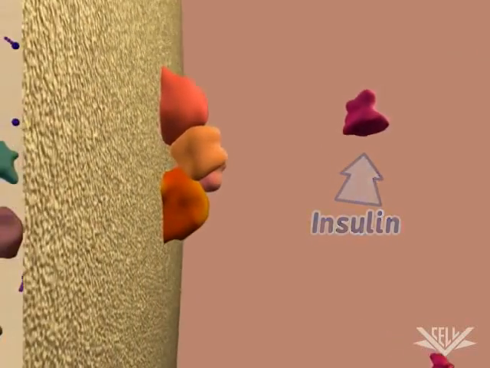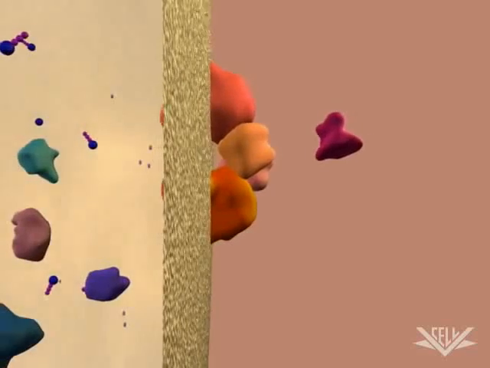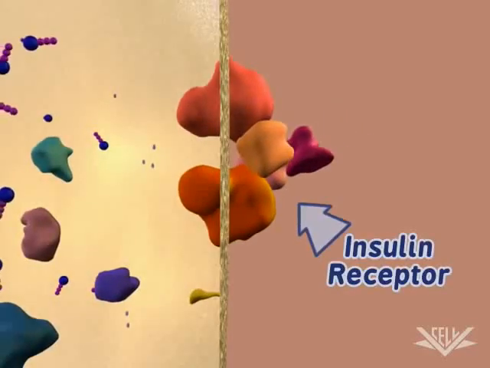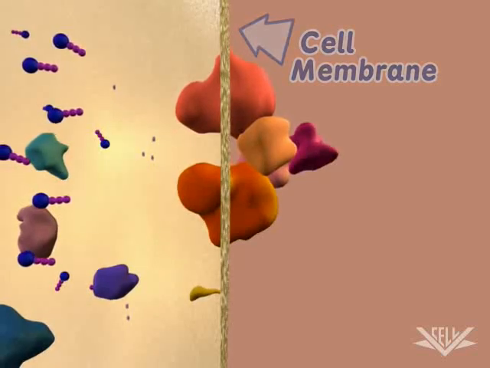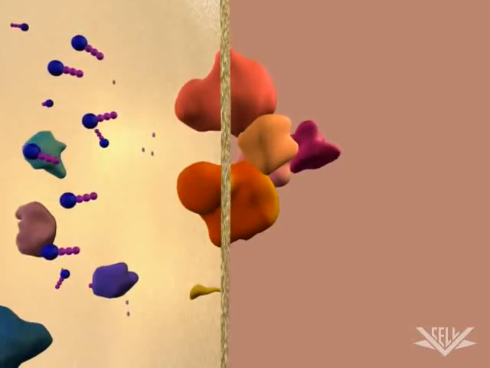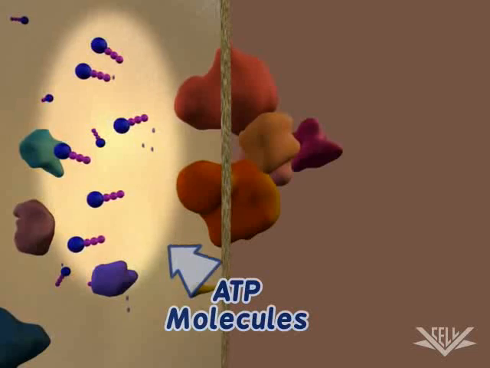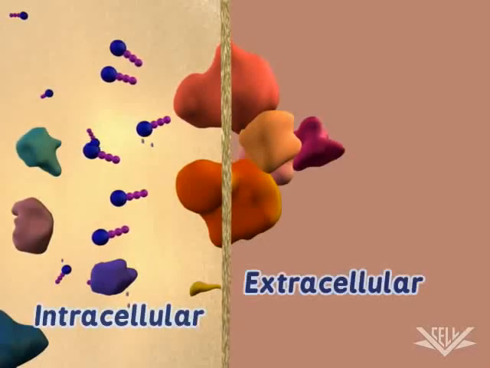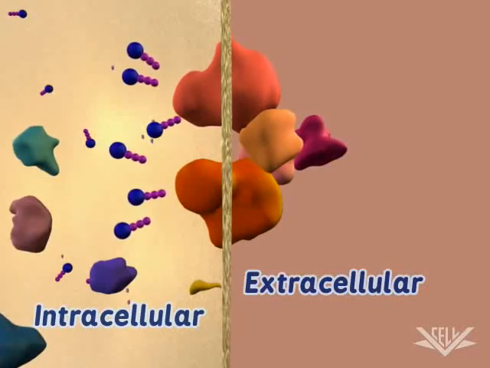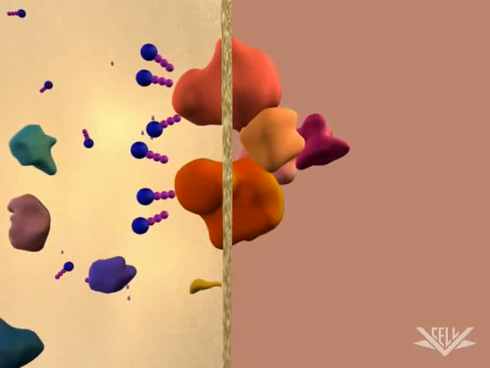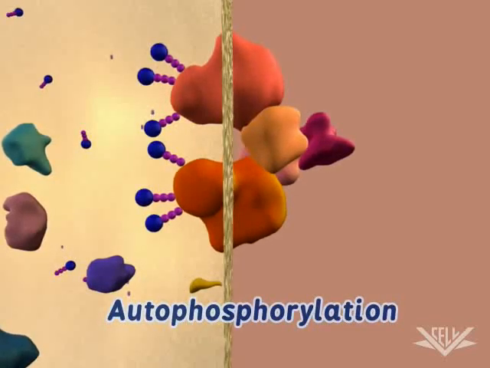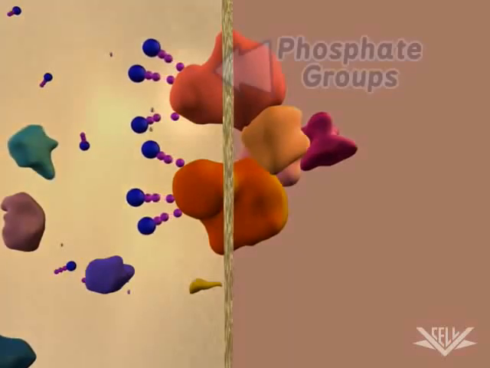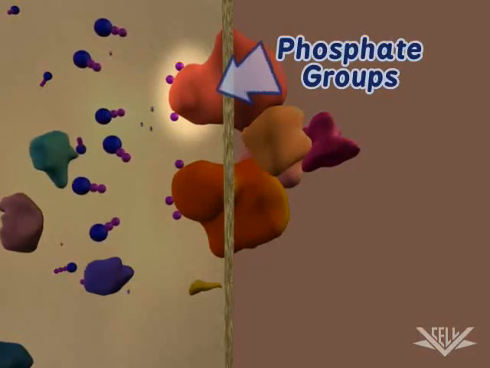The insulin circulates through the bloodstream until it binds to an insulin receptor embedded in the cell membrane of a muscle, fat, or brain cell. Once the insulin binds to the receptor, phosphate groups are added to the intracellular domain of the receptor. Since the receptor itself adds the phosphate groups, the process is called autophosphorylation. This phosphorylation event sets off a cascade of molecular events.